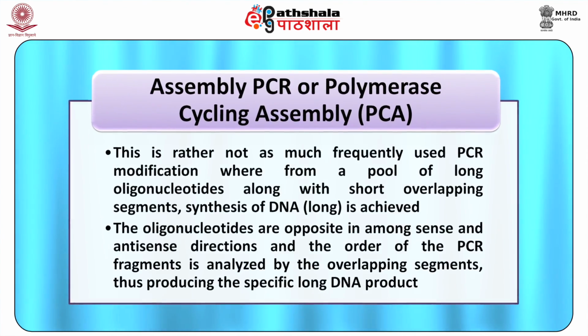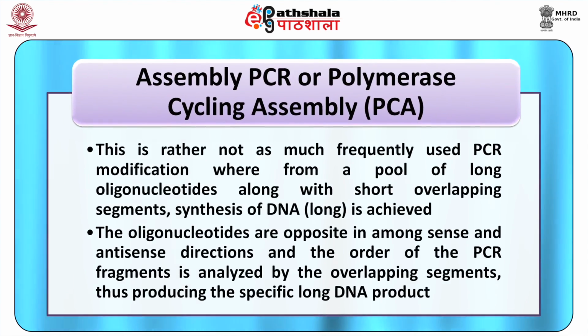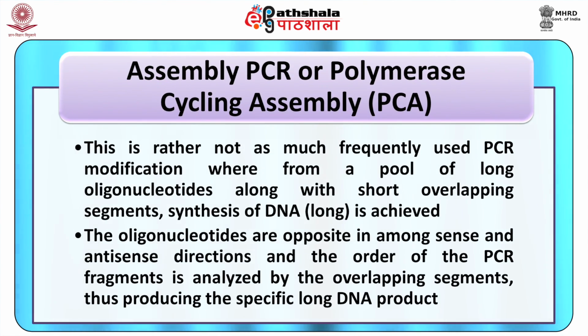Assembly PCR, or the polymerase cycling assembly. This is not as frequently called a PCR modification, where from a pool of long oligonucleotides along with short overlapping segments, synthesis of long DNA is achieved. The oligonucleotides are in both sense and anti-sense directions, and the order of the PCR fragments is determined by the overlapping segments, thus producing the specific long DNA product.